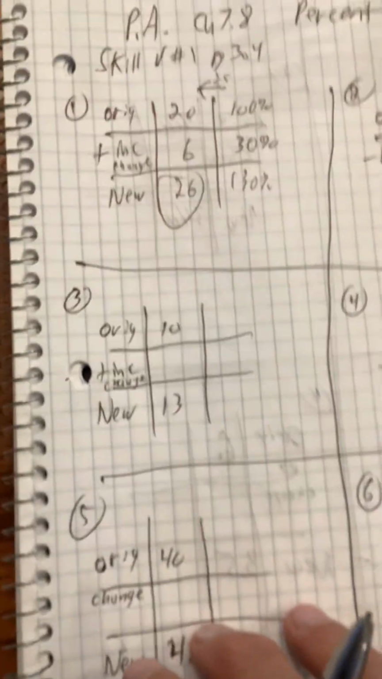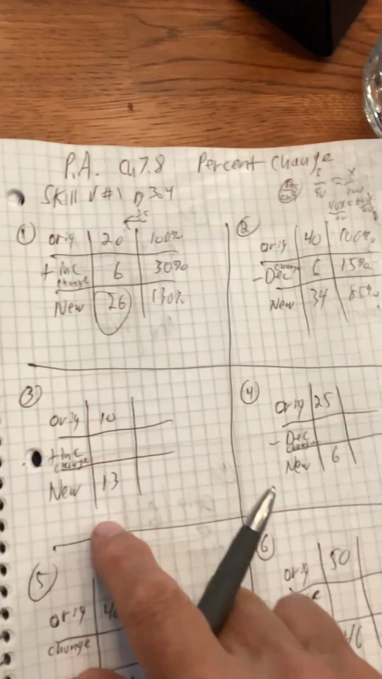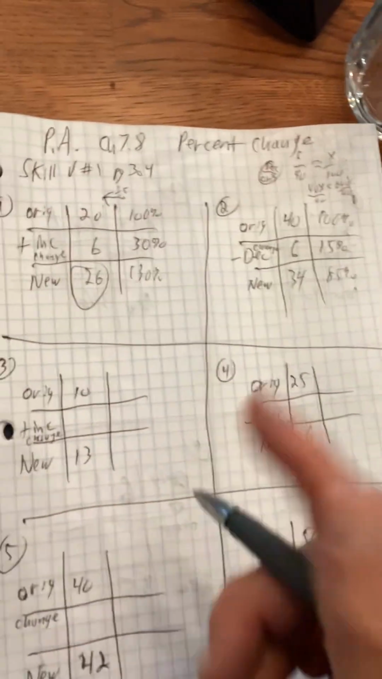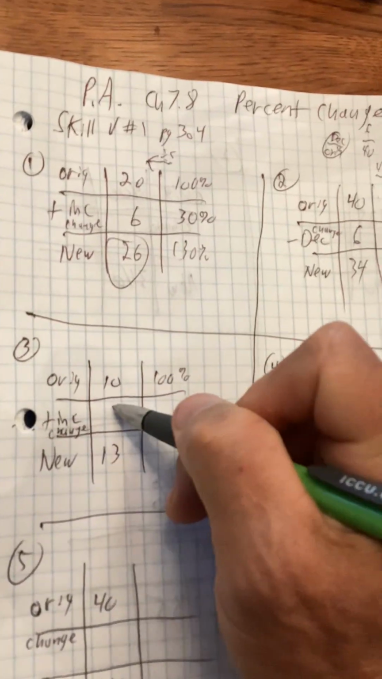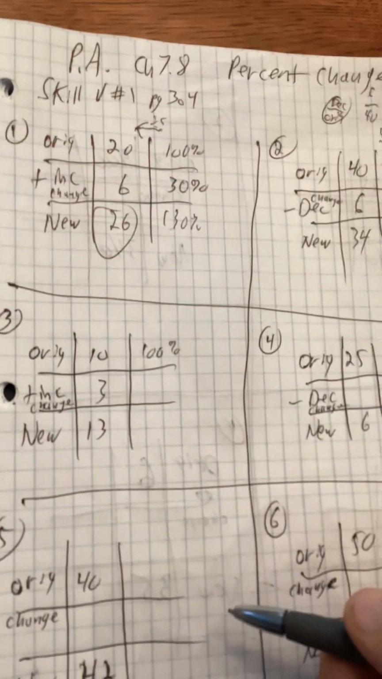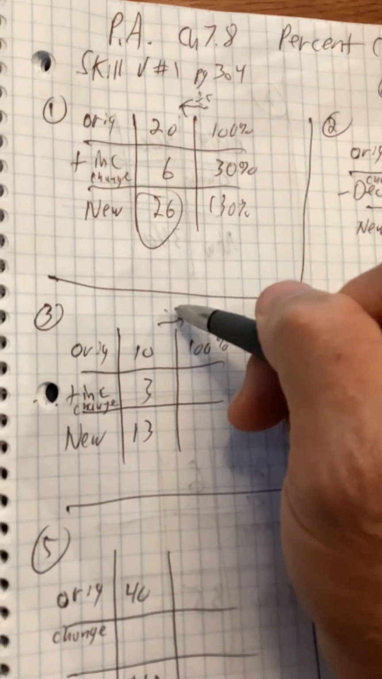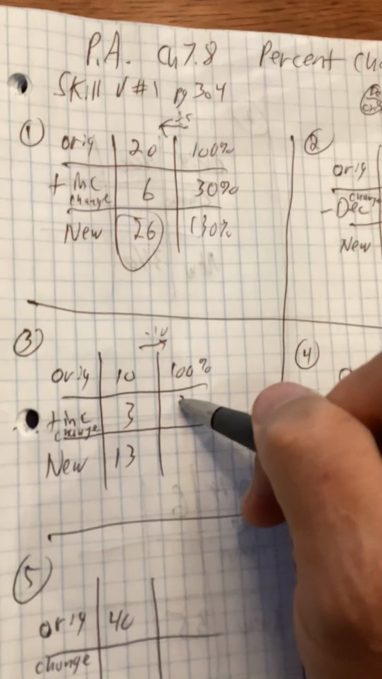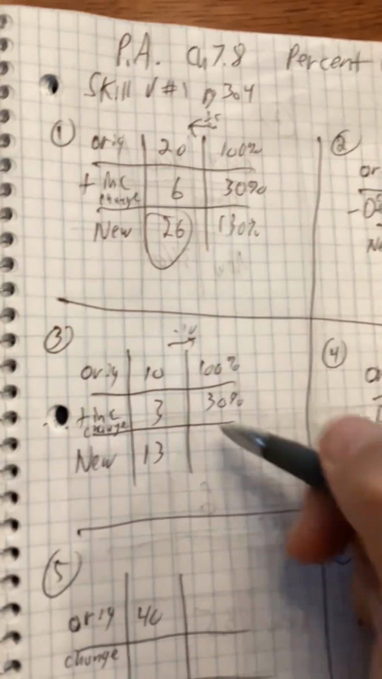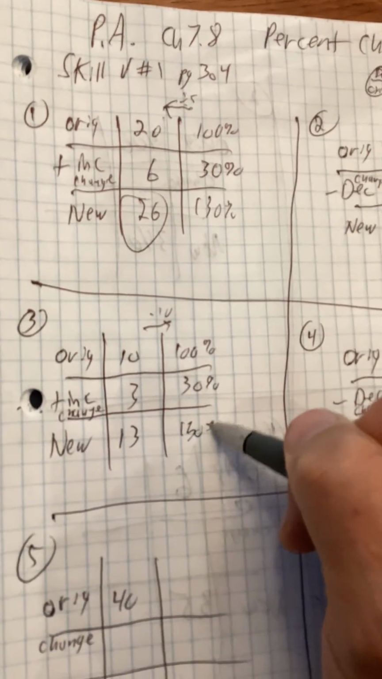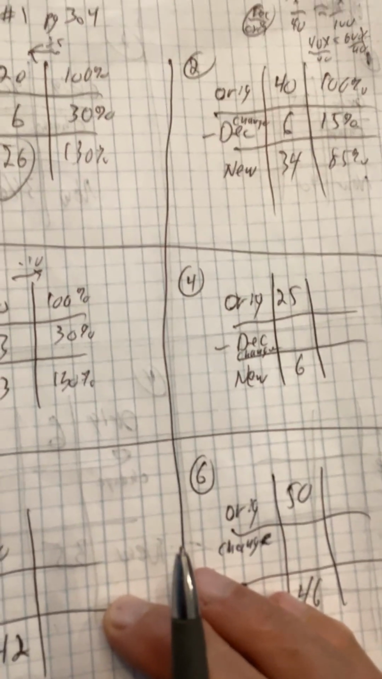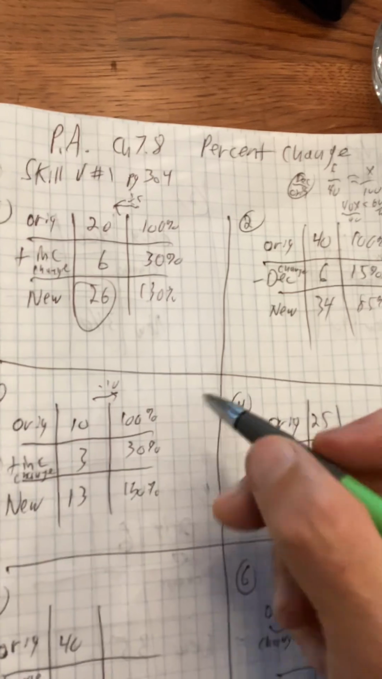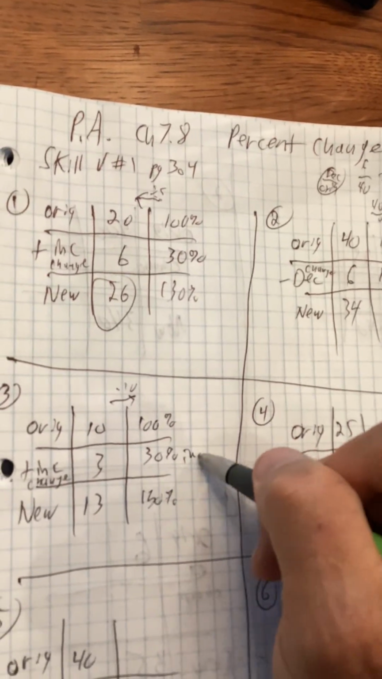Anyways, number 3, your original is 10 and your new amount is 13. So remember, this is always 100%. So you increased it by 3. Well, this is pretty friendly. Isn't this just times 10? So times 10, isn't that a 30% increase? This would be 130% of the original. Find the percent change. This is a 30% increase.